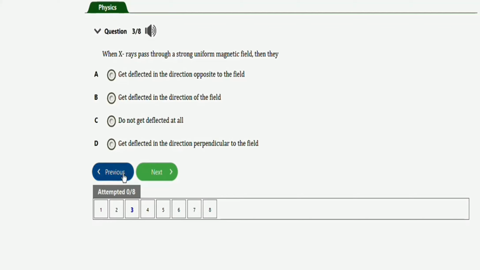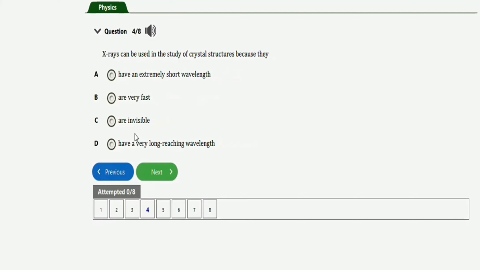Alright, the next question will be this one. It says, X-rays can be used in the study of crystal structures because they A, have an extremely short wavelength, B, are very fast, C, are invisible, D, have a very long wavelength. So the right option is option A, which is have an extremely short wavelength.